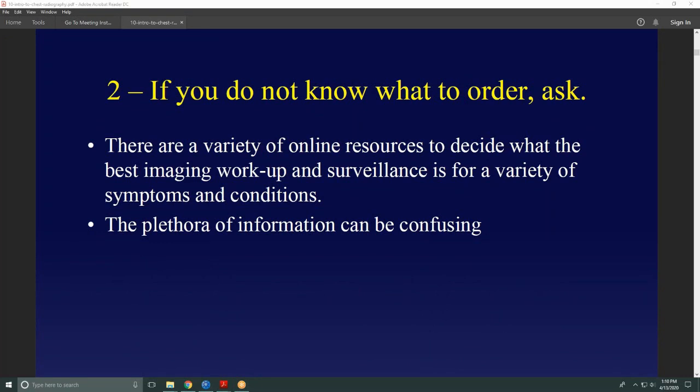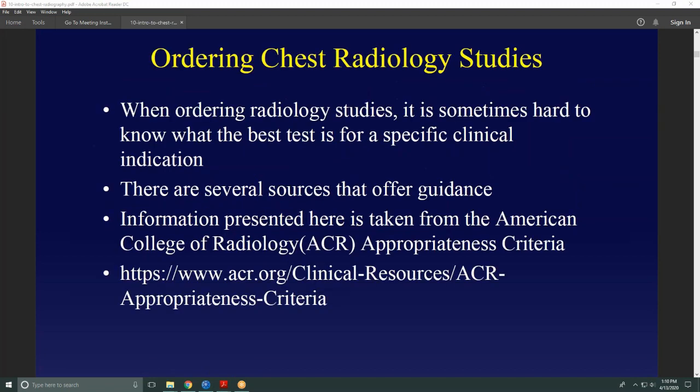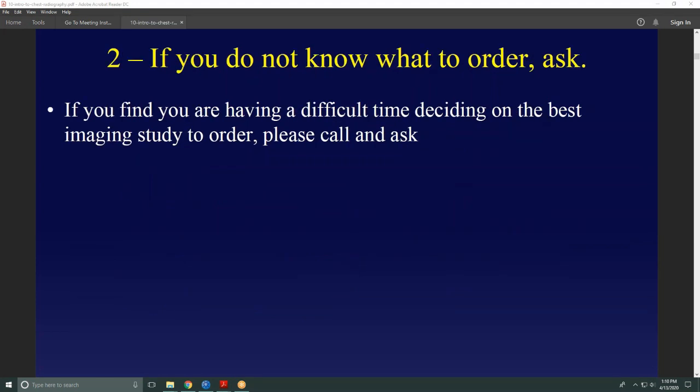Number two is that if you don't know what study to order, please ask. There are a lot of online resources to guide one towards the best imaging workup for a problem, and it's wonderful if you know what to find and how to use it. Here are some resources shown here, such as the American College of Radiology, which has very helpful appropriate use criteria for various imaging techniques for various indications. But there's a lot of information out there. It can be confusing. If you're having a hard time, just call the reading room and talk to a radiologist. We're always happy to help you guys.